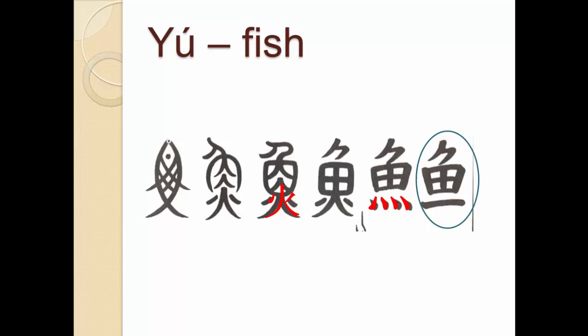Our last radical is fish. In ancient times, when characters were pictographs, it really looked like a fish. But over time it became more stylized and more abstract and looked less like a fish. For a while it had fire in it because you cook the fish over the fire. But finally, the communists, when they simplified Chinese to increase literacy, took the fire out and made it one swoosh.